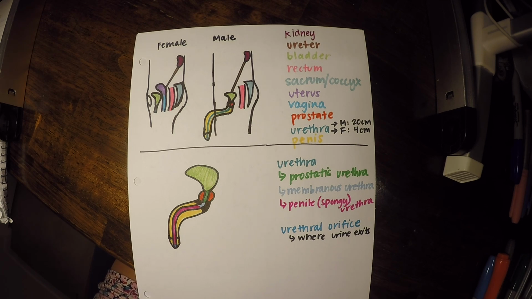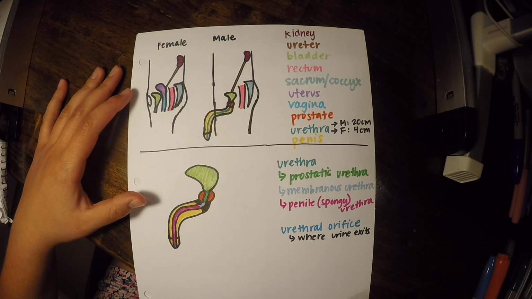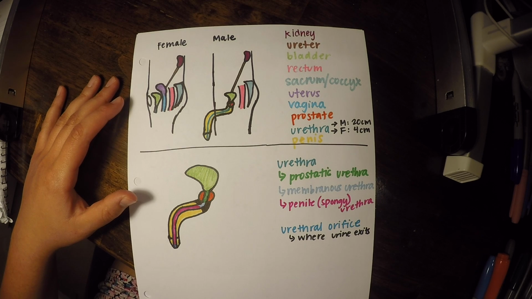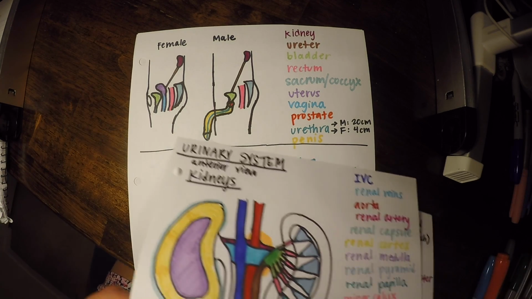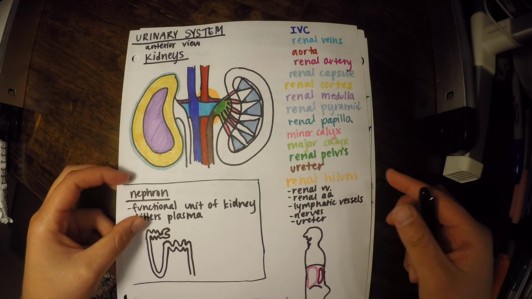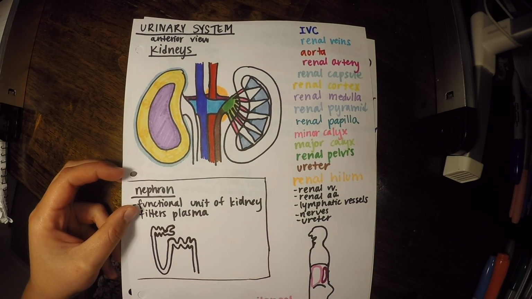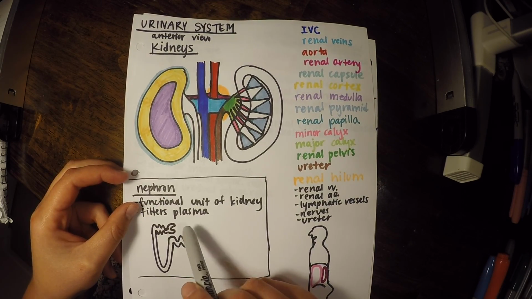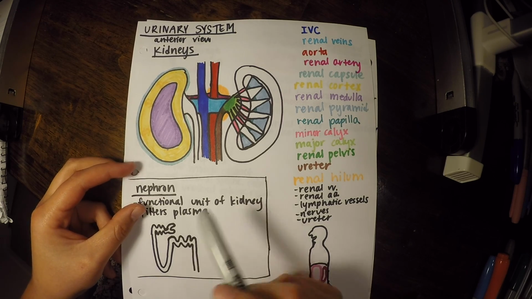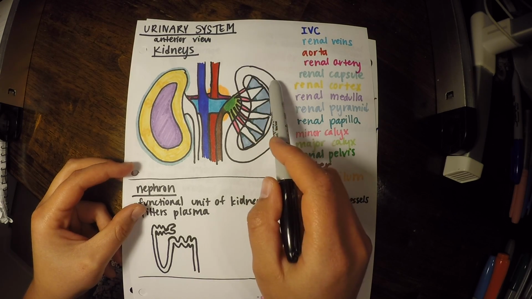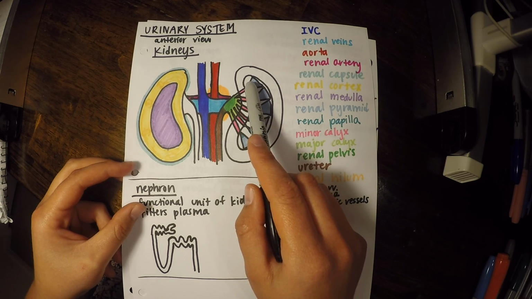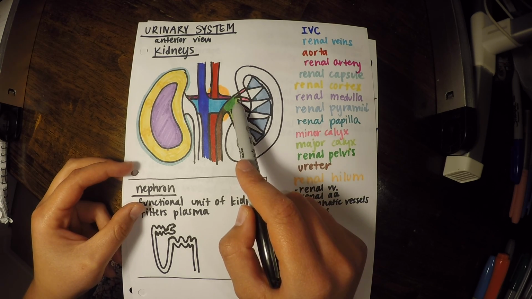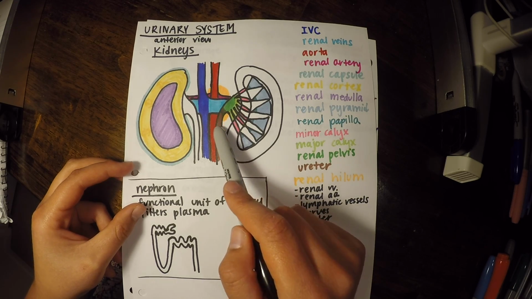So just as a review, let's see, where did we start? We started at the beginning with kidneys. We talked about the little nephrons, which are the functional unit of the kidney, which take place in these renal pyramids. Then we have the fluid go out through the renal papillae, minor calyx, major calyx, renal pelvis, and out through the ureter.